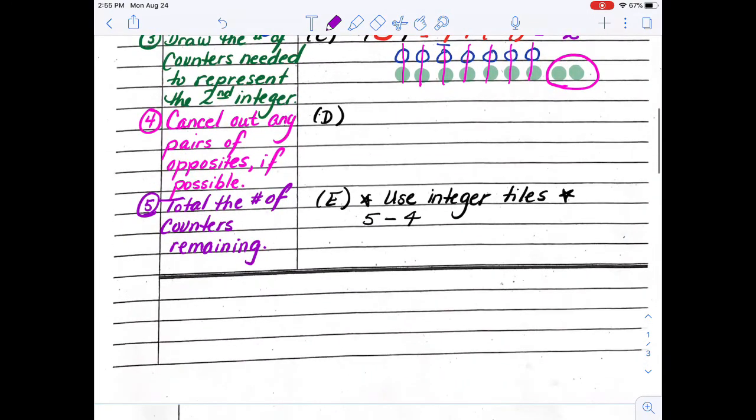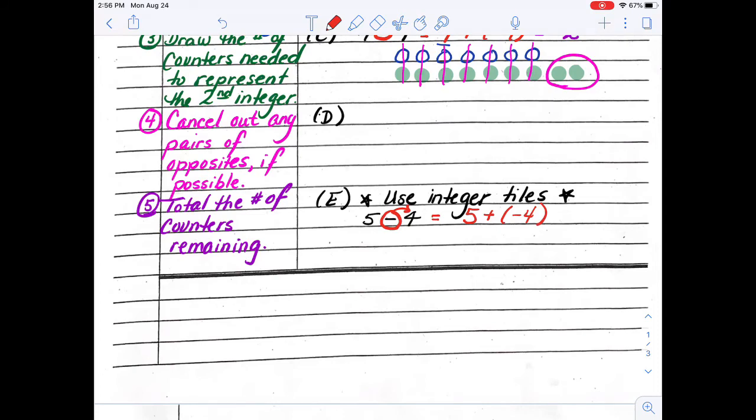But I want to look at, what if I asked you to do it using integer tiles instead of counters? Well, your steps are going to be the same thing. When you see a subtraction problem, I want you to change it to an addition problem. So rewrite it first for me. That would become 5 plus, the opposite of 4 is negative 4.